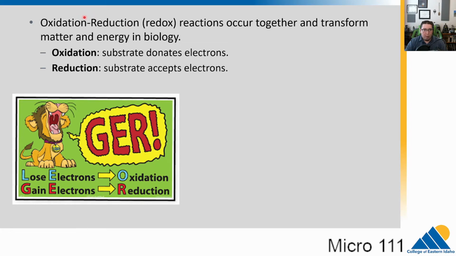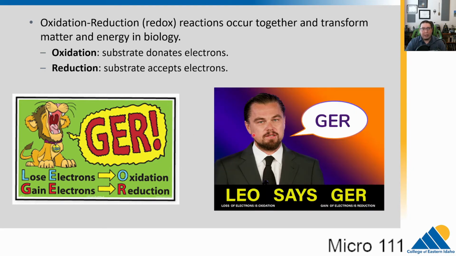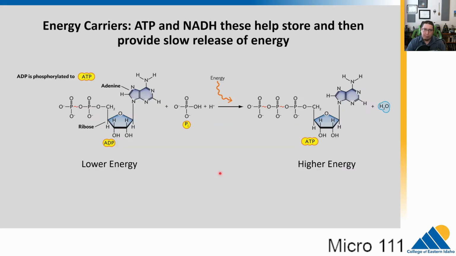So the way to remember oxidation reduction is Leo the lion says grr. So loss of electrons, oxidation, Leo, gain of electrons, reduction, grr, right? So here you can see Leo says grr. All right. Hopefully you can memorize that. We will have some examples of where this is happening now.